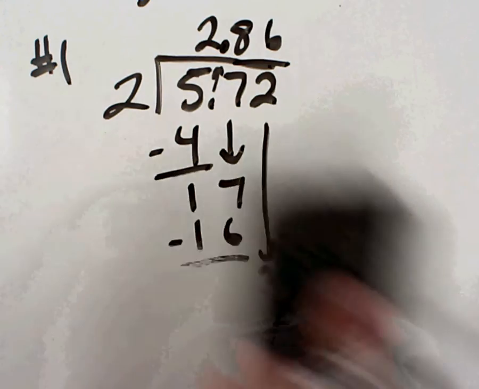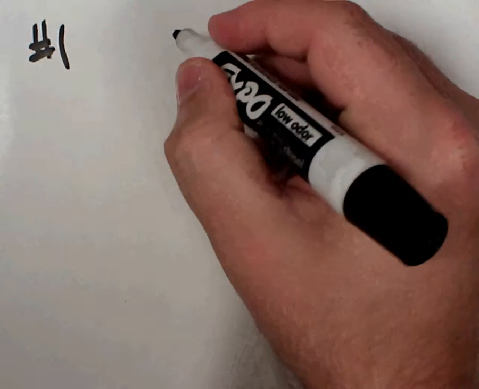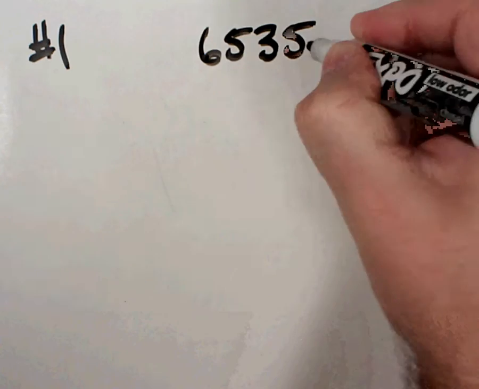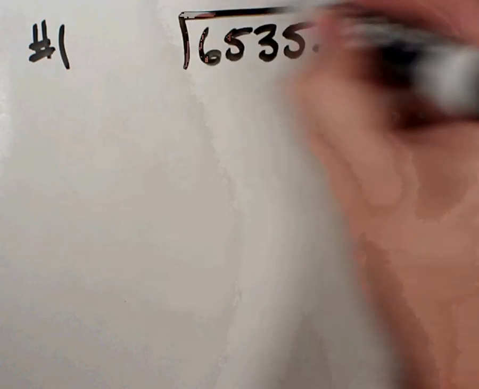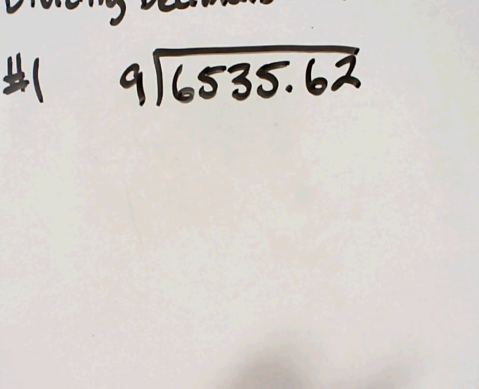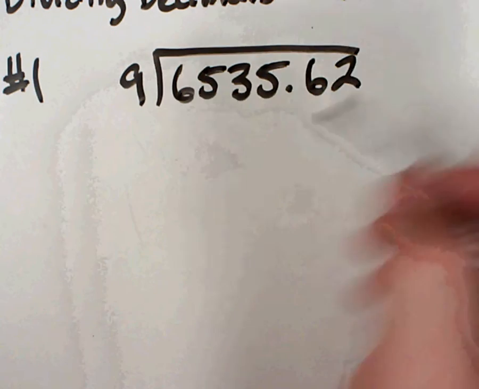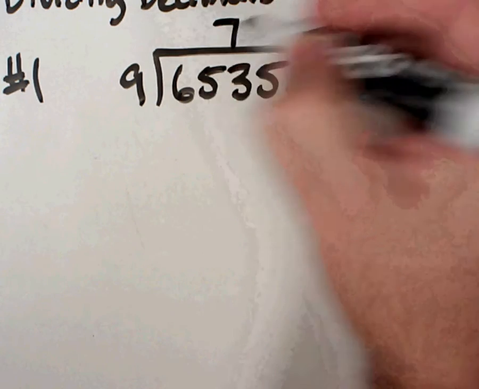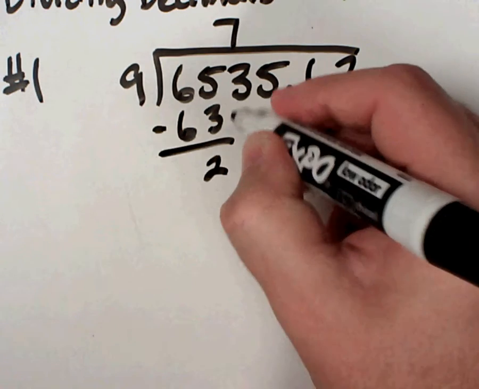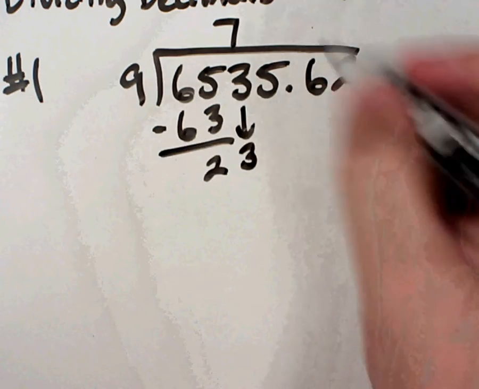On to number 2. Number 2 is a little bit more lengthy. We have 6,535 and 62 hundredths divided by 9. And I'll probably have to shift up and down as I go because I know I'm not going to have room on the screen for all of the work. All right, 9 will go into 65 7 times. 7 times 9 is 63. Pull down my 3. 9 goes into 23 twice.